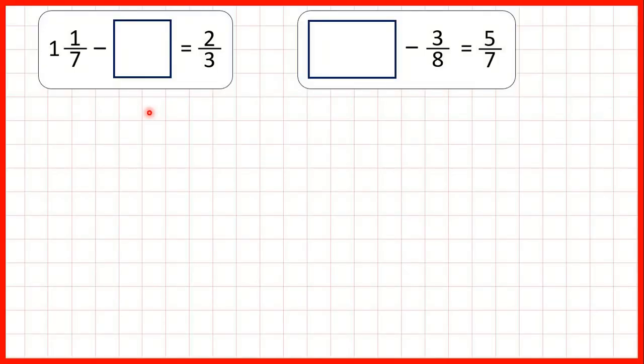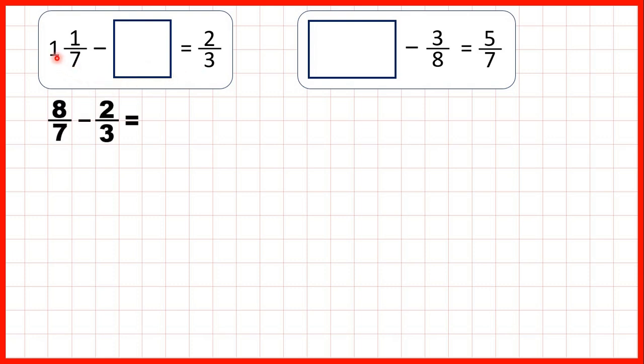So here we have some missing fraction problems, but we solve these in the same way that we solve missing number problems for whole numbers. So first we have 1 and 1/7 minus something equals 2/3. So it's the second number in the subtraction, or the subtrahend, that's missing, and that means that we still need to use subtraction to find our missing number.